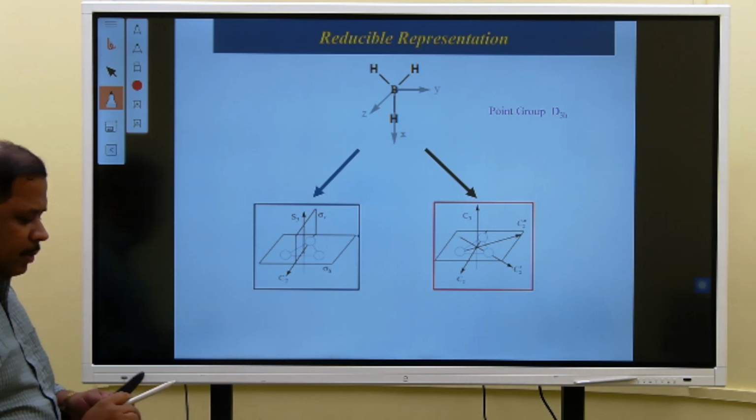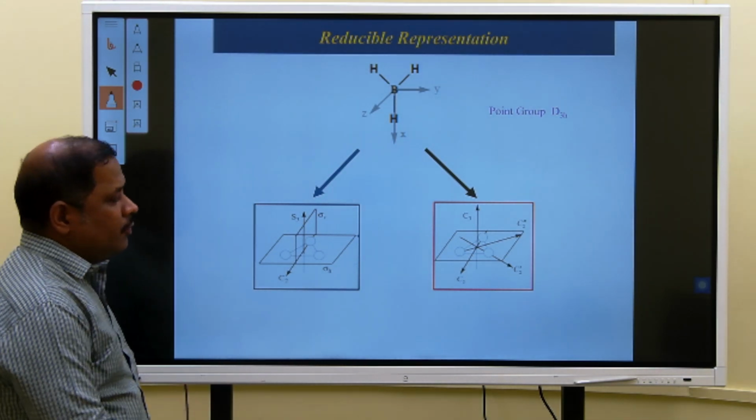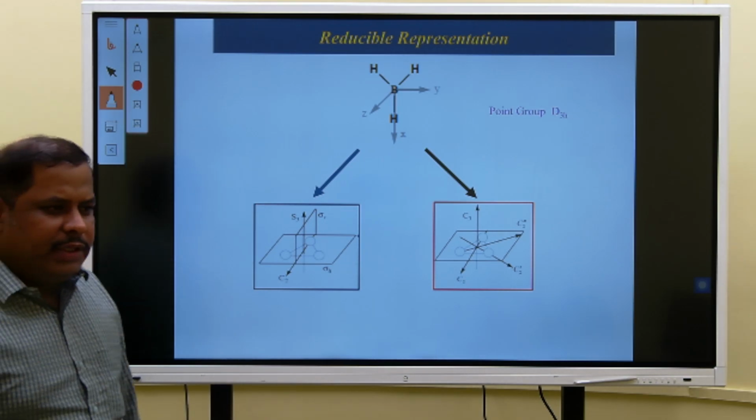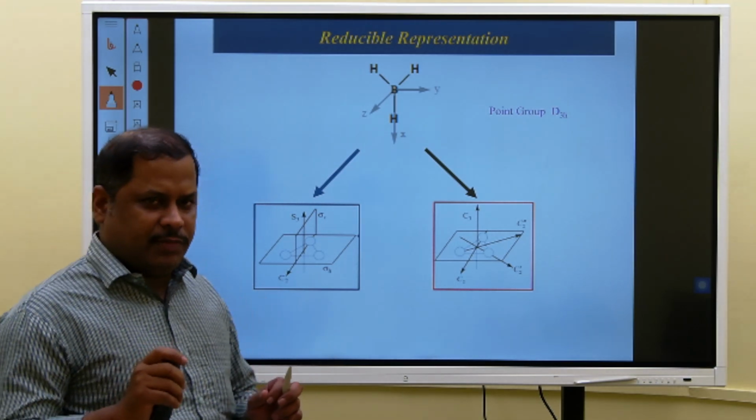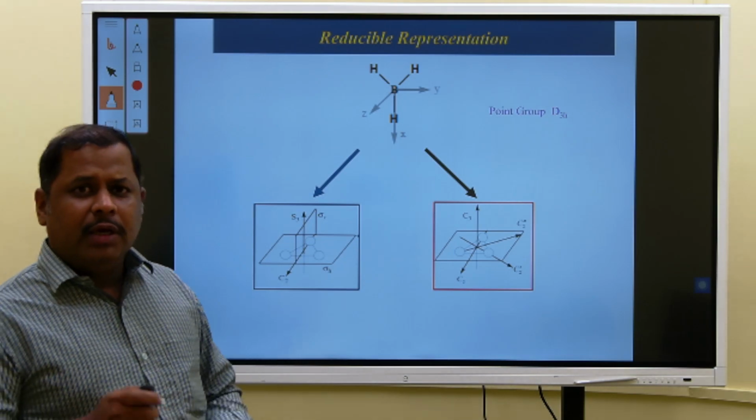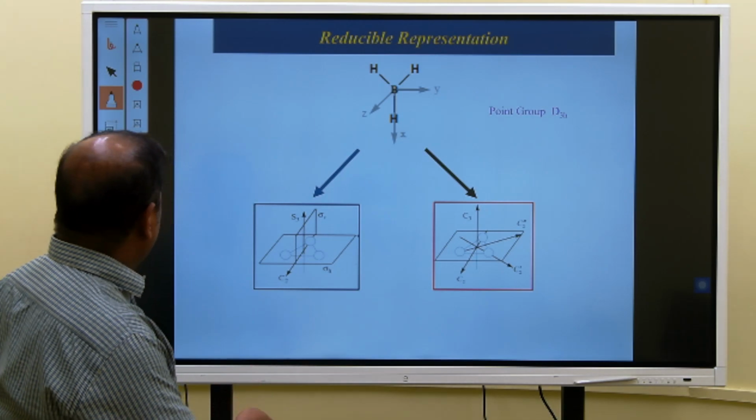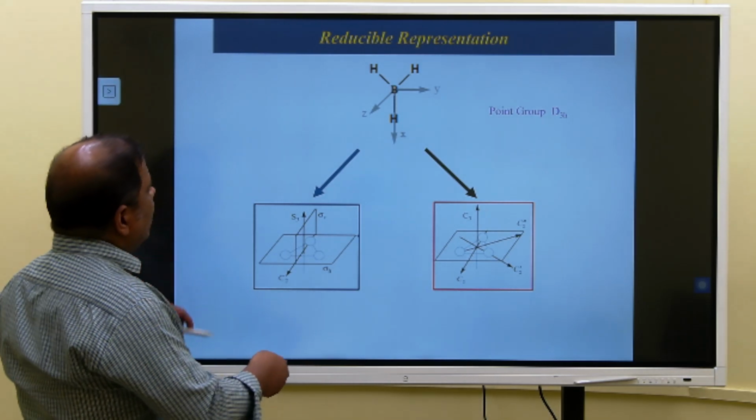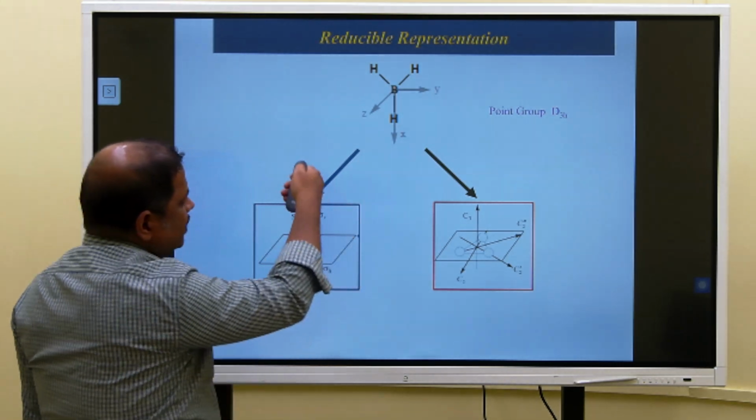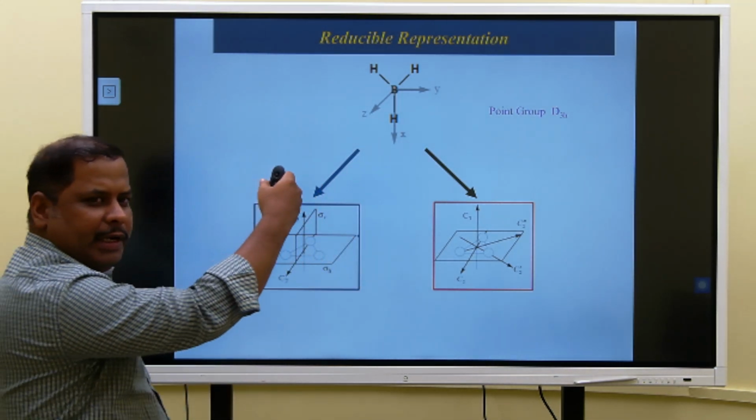See, this is the BH3 molecule. Okay, so first we will find out what is the point group. So in this case the point group is D3h. In case of group theory, you have to define the axis first. So here I have shown that boron is on the y-axis, and x and z are perpendicular.